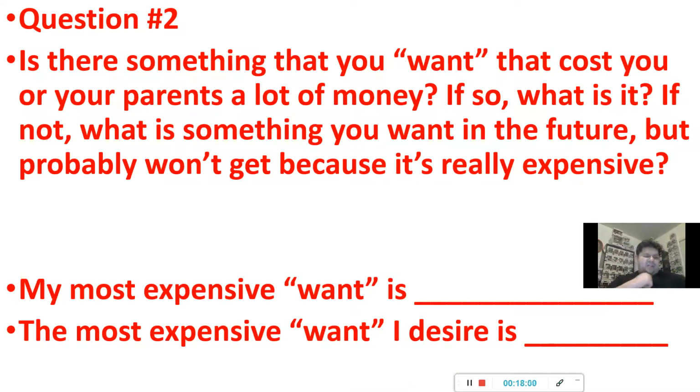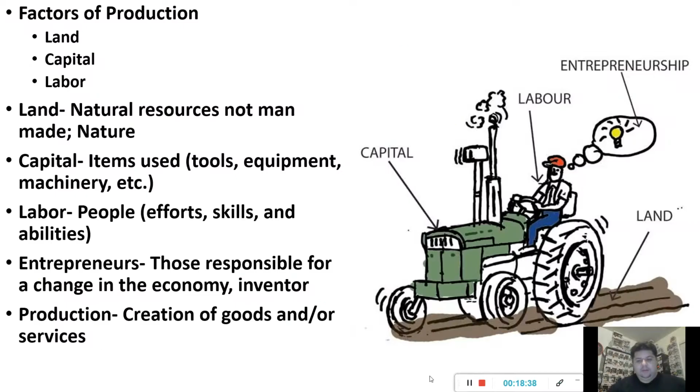All right, here's your second question: is there something right now that you want, but it's going to cost either you or your parents a lot of money? If so, tell me what it is. If there's nothing right now that's really expensive, then think about the future, 5 or 10 years from now. What is something you feel you're going to want, but it's going to cost you a lot of money to get? Think about that. Write it out. Pause the video, because we're moving on in 3, 2, 1.